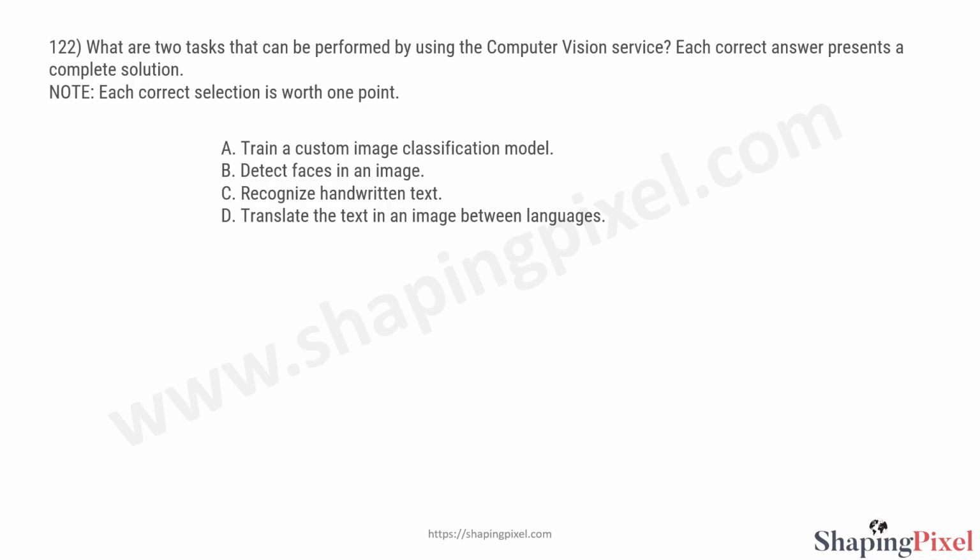Option A, train a custom image classification model. Option B, detect faces in an image. Option C, recognize handwritten text. Option D, translate the text in an image between languages. So the right option here is option B and option C.